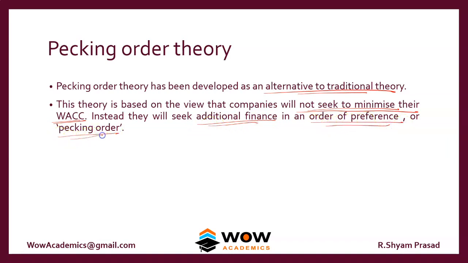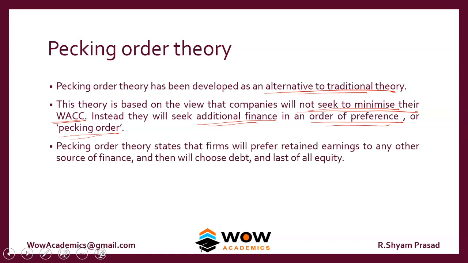So there is a particular order in which companies raise finance. It's not about the optimal theory or optimal point. They raise according to a kind of preference. So what is a preference? Pecking order theory states that firms will prefer retained earnings to any other source of finance, and then they will go for debt, and lastly they go for equity. So this is the order in which companies raise their capital.